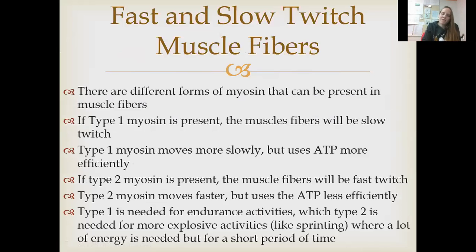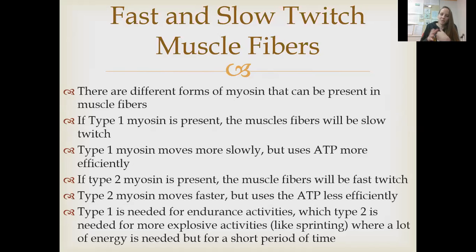There are two different types of muscle fibers, specifically two different types of myosin. You can have type 1 myosin, which is also called slow twitch, or type 2 myosin, which is called fast twitch. Type 1 myosin, the slow twitch muscle fibers, as the name suggests, move more slowly, but they use ATP more efficiently, so they're using their energy more efficiently. Type 2 myosin, the fast twitch muscles, can move more quickly, but they're not as efficient at using the ATP energy.